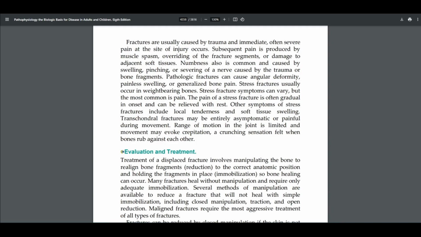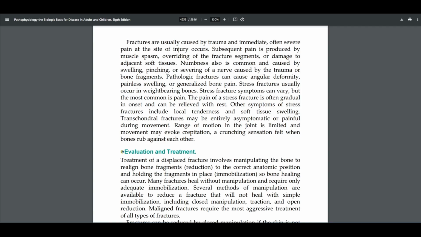Stress fractures usually occur in weight-bearing bones. Stress fracture symptoms can vary, but the most common is pain. The pain of a stress fracture is often gradual in onset and can be relieved with rest. Other symptoms of stress fractures include local tenderness and soft tissue swelling. Transchondral fractures may be entirely asymptomatic or painful during movement. Range of motion in the joint is limited, and movement may evoke crepitation, a crunching sensation felt when bones rub against each other.